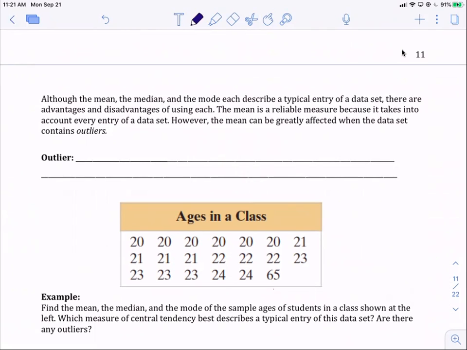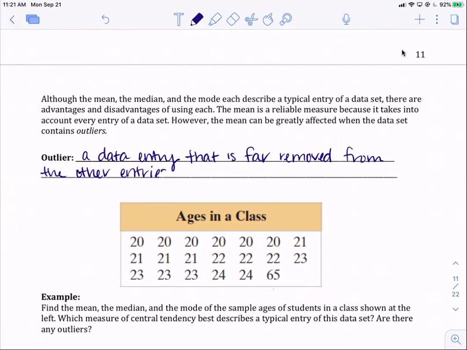Okay, so the mean is a reliable measure because it takes into account every entry of a data set. However, the mean can be greatly affected when the data set contains an outlier. We kind of talked about outliers already, but again, it is a data entry that is far removed from the other entries of a data set. And the key thing here is that it greatly affects the mean.